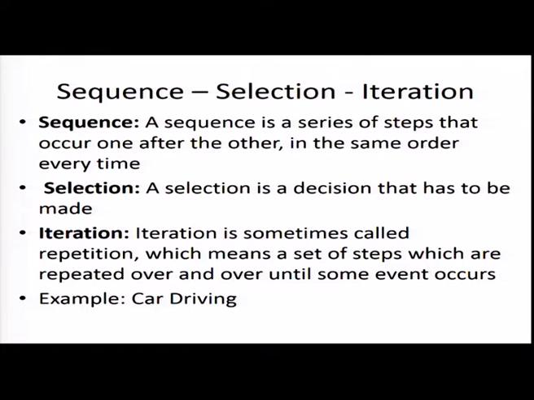In this selection, when there is a yellow light, you are going to decide whether you are going to stop your vehicle at the signal or whether you are going to speed up your vehicle and cross the signal before the red light glows on. So this is called as selection. What you are going to do. Now you have understood sequence and selection. Now we will go on to iteration.